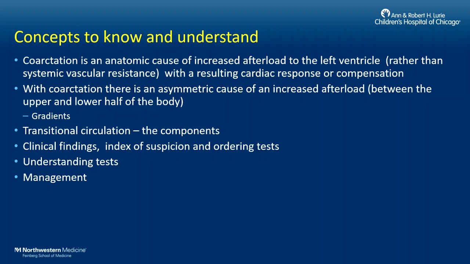With coarctation, there's an asymmetric cause of increased afterload. It will be reflected in the upper versus the lower half of the body, and you'll have a gradient. Some things to understand also: you need to understand the transitional circulation of the components, and the clinical findings, index of suspicion and ordering tests.